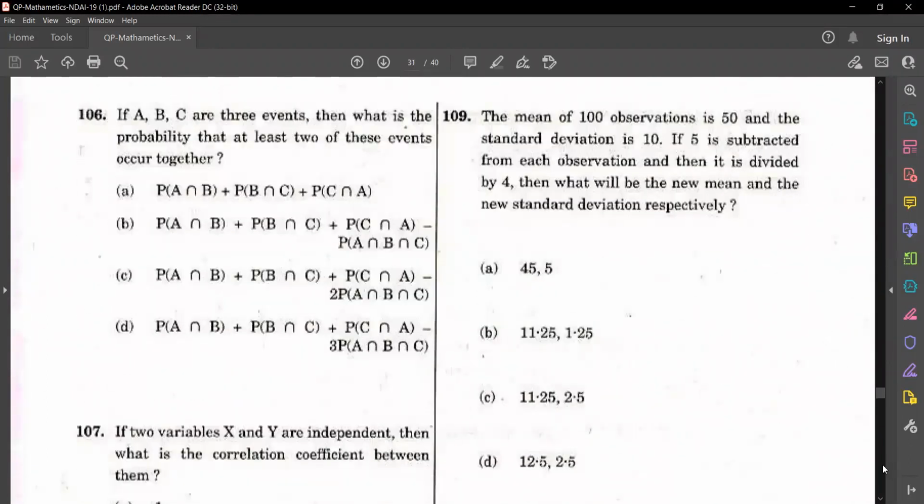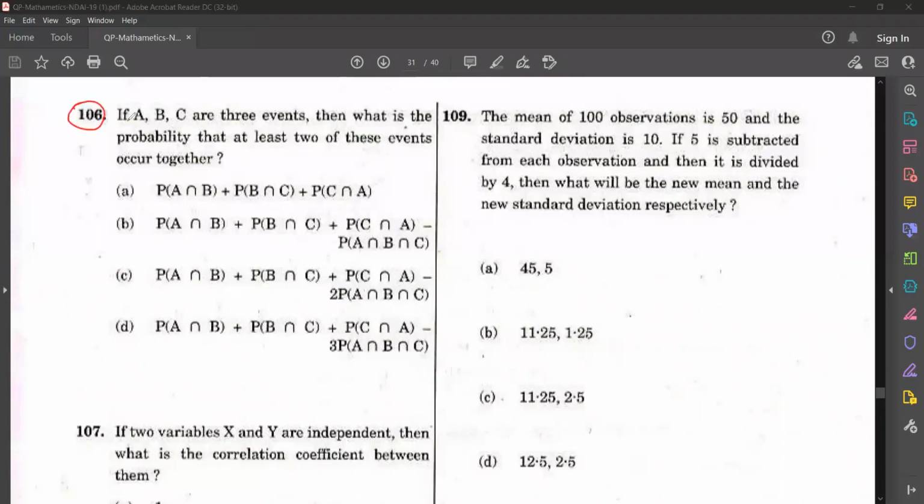Question number 106. If A, B, C are 3 events, then what is the probability that at least 2 of these events occur together?